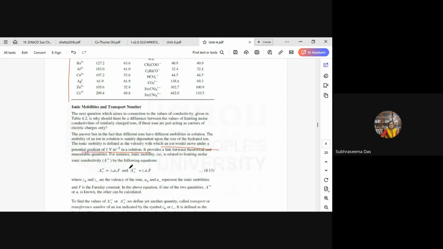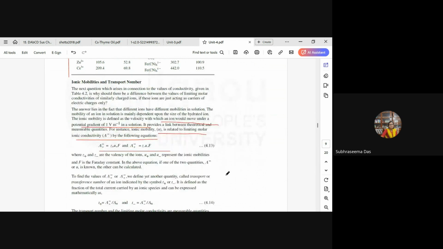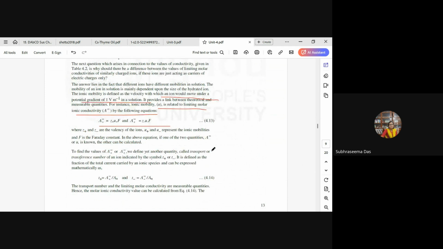For instance, ionic mobility U is related to lambda infinity by the following equation: lambda infinity of the cation is equal to Z plus U plus F, and also it is equal to Z minus U minus F, where Z plus and Z minus are the valencies of the cation and anion, U plus and U minus represent the ionic mobilities, and F is the Faraday constant. So if all the values are known, then lambda infinity can be calculated.